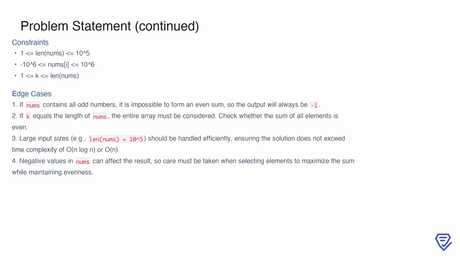Also, if k is equal to the length of nums, you must consider the entire array and check whether the sum of all its elements is even. Additionally, for large input sizes, the solution must be efficient with a time complexity of O(n log n) or better, such as O(n). Finally, negative values in nums can influence the result, so you'll need to carefully select elements to ensure the sum is maximized while maintaining the even property.